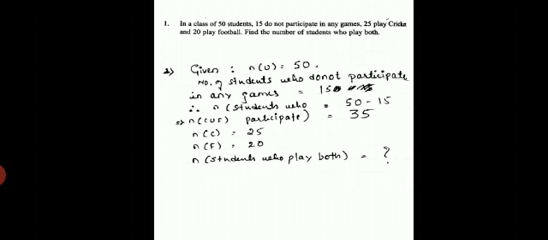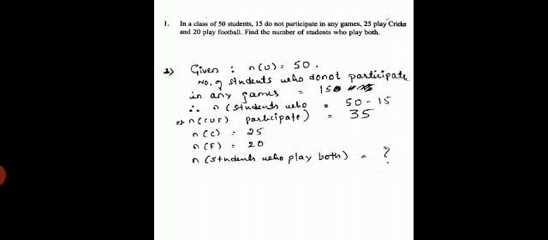Next example. In a class of 50 students, 15 do not participate in any games. 25 play cricket and 20 play football. Find the number of students who play both. Here the given data: n of u is equal to 50. The number of students who do not play any games is equal to 15.